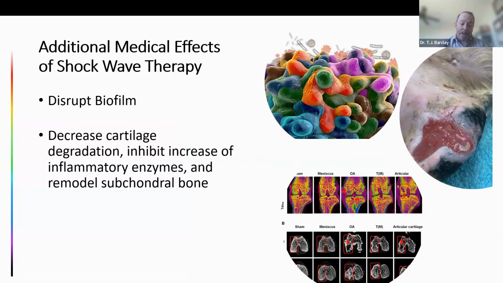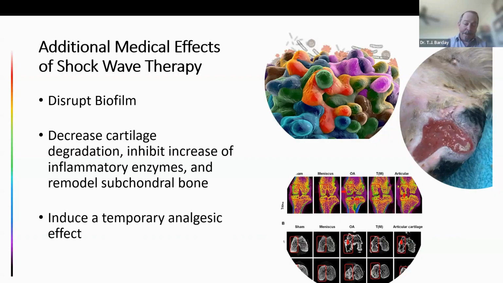In osteoarthritis, shockwave has an effect on decreasing cartilage degradation by inhibiting the release of pro-inflammatory enzymes in that joint, and also has a positive effect on remodeling of the subchondral bone. And in some cases, shockwave can induce a temporary analgesic effect as well. When that is seen, it usually doesn't last more than 48 to 72 hours, but can be significant in some cases.